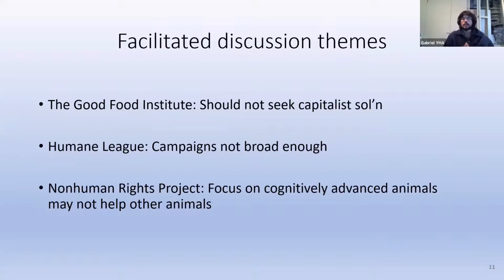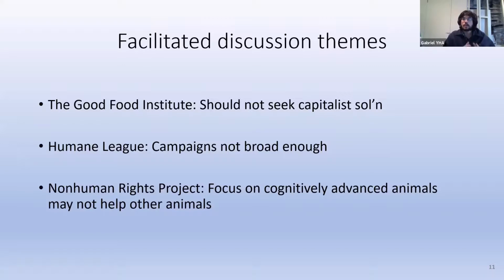Now, some of the facilitated discussion themes are good to go over. The Good Food Institute was criticized because it was felt that animal advocacy should not look for capitalist solutions. The link was made between veganism on the one hand and being anti-capitalist on the other hand. It should be noted that the Good Food Institute actually works on a whole realm of factors, and some of them would be helpful to organizations, even those that don't follow a capitalist framework.